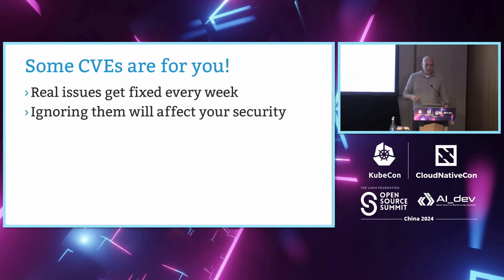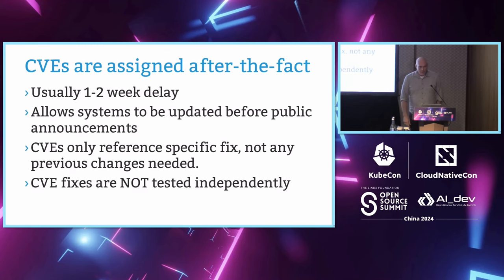Some CVEs are for you. We do fix real issues every week, and ignoring them will affect your security. Please take these. But there's 60 of them a week. There's a lot. But they happen late. It's at least a 1 to 2 week delay. We do this on purpose. One, we're busy with other things. We do this on our own time. But we also want things to be fixed in the world before everybody notices and tries to exploit them.